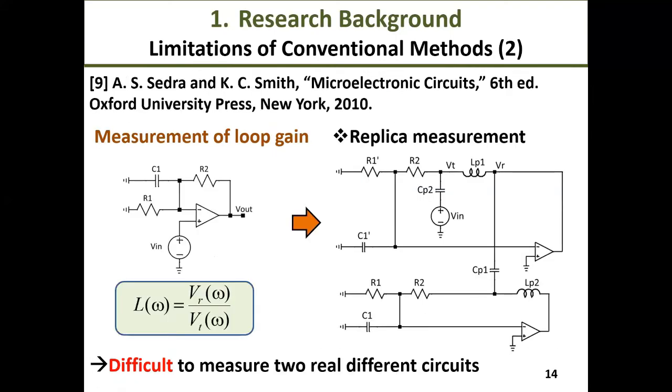And another way, the replica measurement can be used to define the cell-loop function, the loop gain in the feedback in active network. But if you use this method, we have to compare two identical networks. So it is very difficult for us to apply this method in practical measurement.